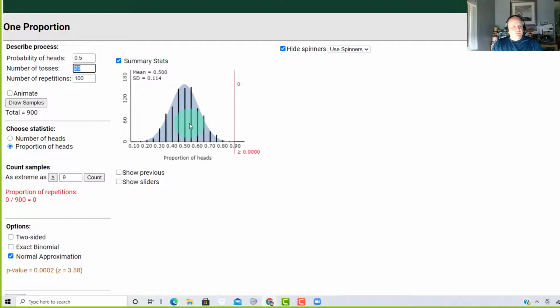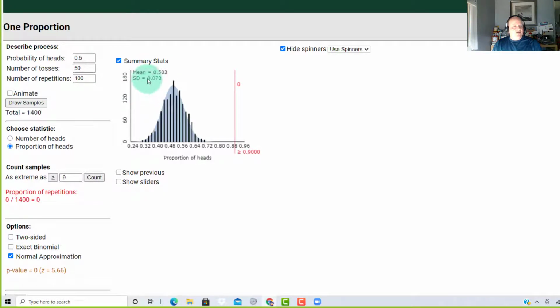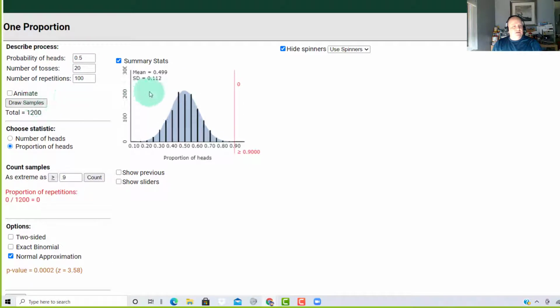Let me repeat that one more time. This time I'm going to do 50 tosses. I want you to see what happens if I do 50 tosses and I draw here. Take a look at that standard deviation that we're seeing. The standard deviation here with 50 tosses is about 0.07. And if I do this with 20 tosses, it looks like the standard deviation is about 0.11. The mean in each of those seems to be right around 0.5, which makes sense. We would want that to happen, and it should happen that if our population is about 50%, we are drawing about 50%.